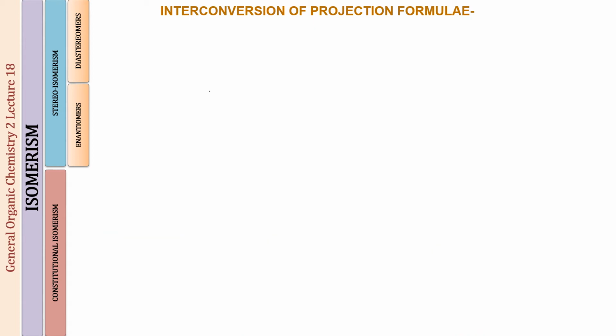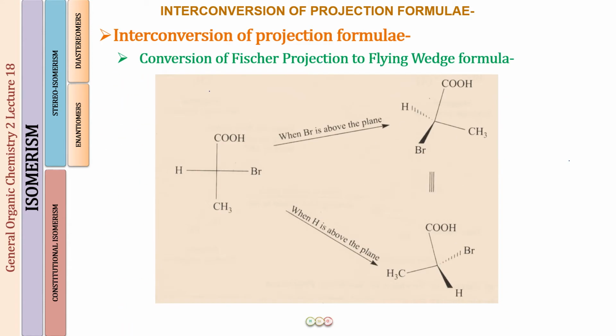So now the next we will be doing is the conversion of a Fischer projection into the flying wedge projection. The example that we will be taking will remain the same, that is 2-bromopropanoic acid. And here, when we are going to convert a Fischer projection into a flying wedge, what you have to remember is that we can make it in 2 ways. Why can we make it in 2 ways? Well, because these 2 groups which were on the vertical line were away from the viewer.